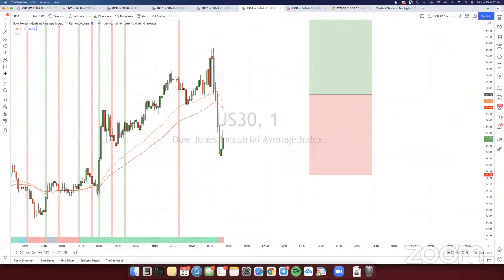No, Nico, no entry yet. We're still waiting for it, because we were looking for the bullish entry, but a buy signal never appeared right here. So we're still waiting for it.